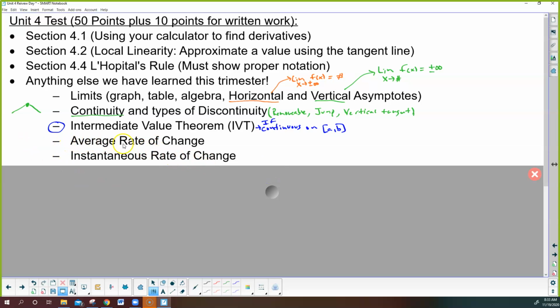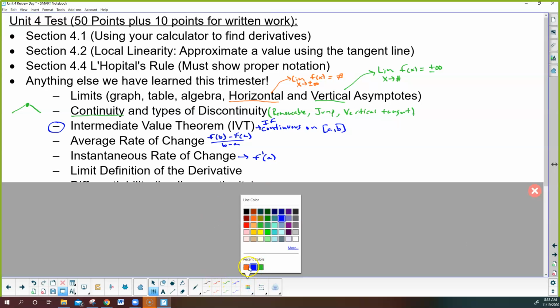Know the difference between average rate of change, that is just slope. When we think of average rate of change, that's just your change in y's over change in x's. But the big thing is, for average rate, you need 2 points, right? Well, instantaneous rate of change is just the derivative. It's the derivative at a single point. So we have 2 ways of calculating rates of change. Average rate of change is just the slope of the secant line. Instantaneous rate of change is the slope of the tangent line.